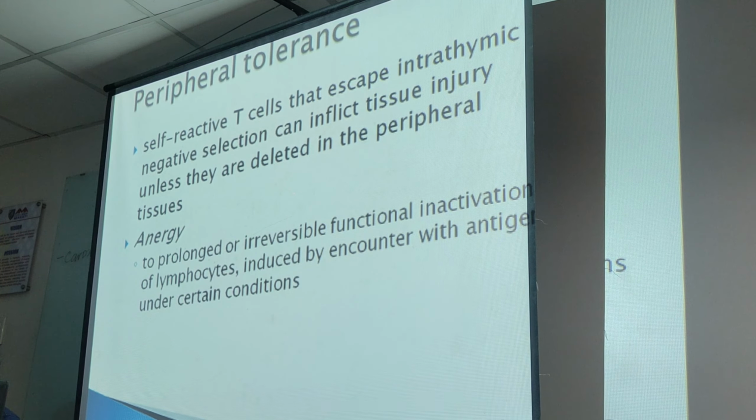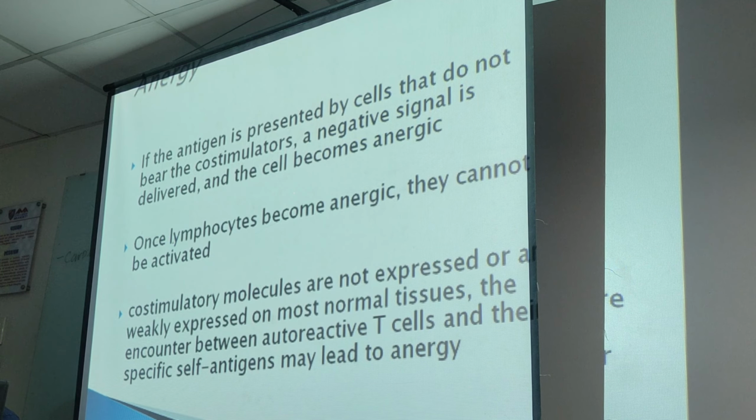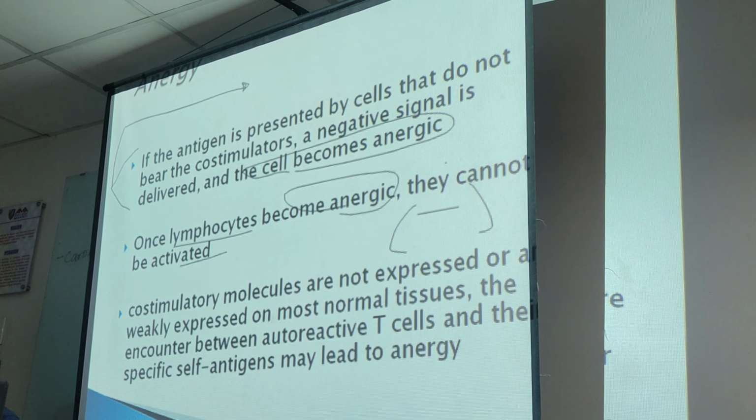One of which will be anergy. If the antigen is presented to cells that do not bear co-stimulators, a negative signal is delivered so that the cells become anergic. So this process is important in basically neutralizing self-reactive lymphocytes. Once the self-reactive lymphocytes become anergic, they cannot be activated. So you are preventing the potential harm being done by these self-reactive lymphocytes.